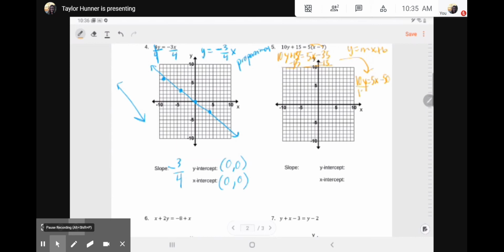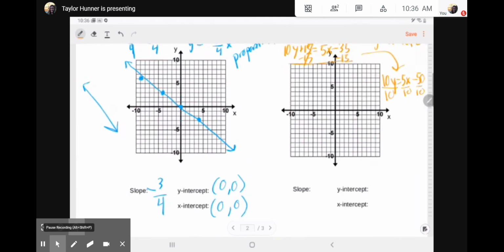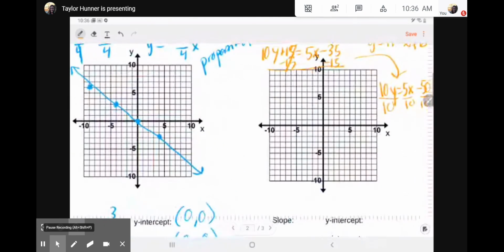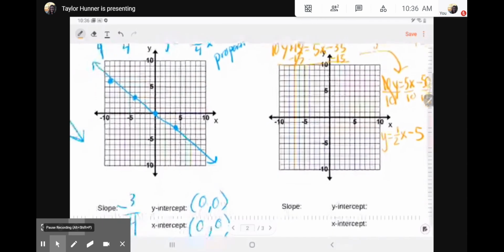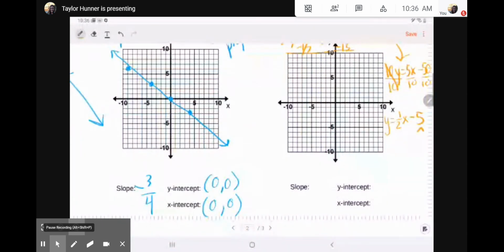And then finally, I'm going to divide by 10. And remember, when we divide by 10, I want us to be dividing every single term on here so that we don't forget to divide any one of them. So 10 divided by 10 will just be y. 5 over 10 is also just half x. And then negative 50 over 10 will just reduce to negative 5. So now that's my equation in slope-intercept form. I have my y-intercept right here. That is (0, negative 5).